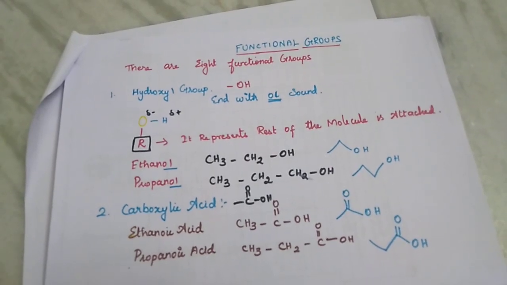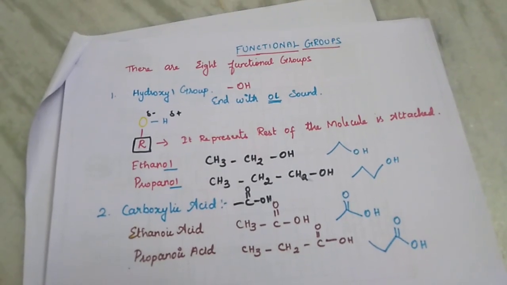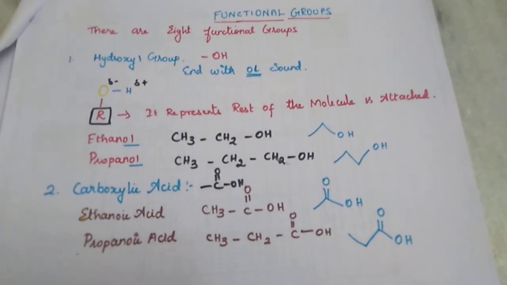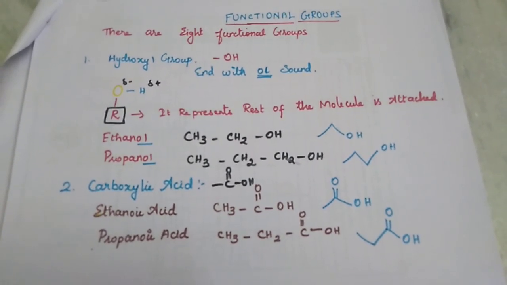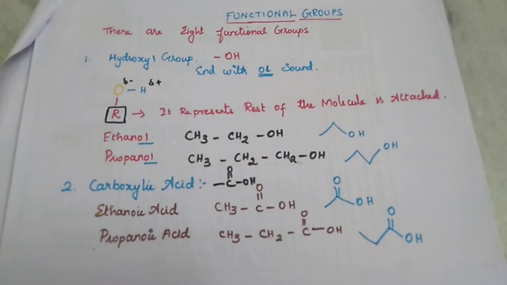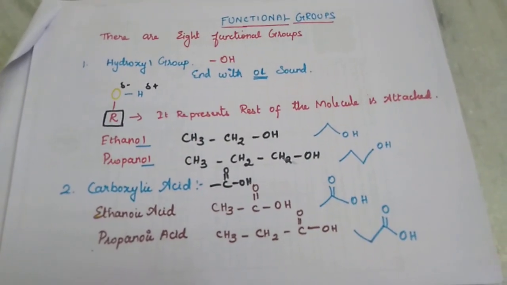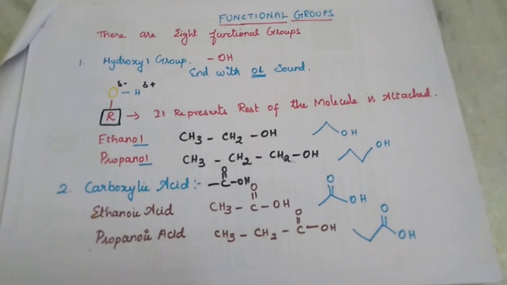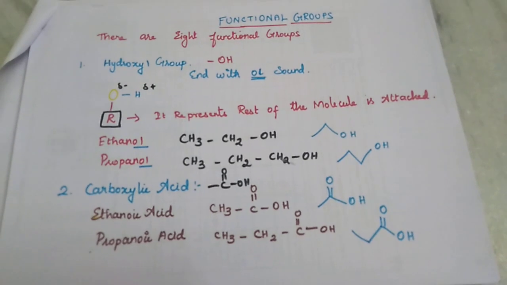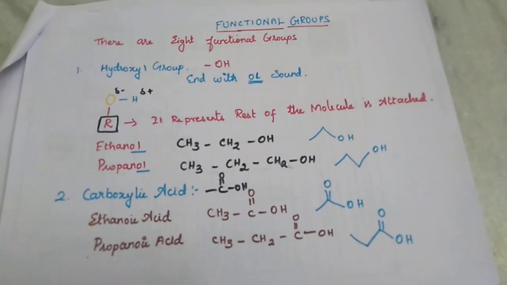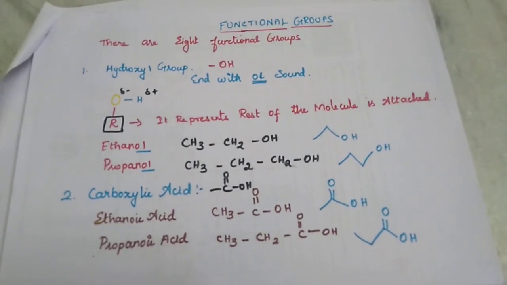The formula is OH. The name ends with the sound "ol". You see that one, the name ends with "ol". So I write one example, ROH. In ROH, the R represents your hydrocarbon, like CH3, CH2, like that you can write. Otherwise we call it the alkyl group. In the OH, the O has a partial negative charge and the H has a partial positive charge.